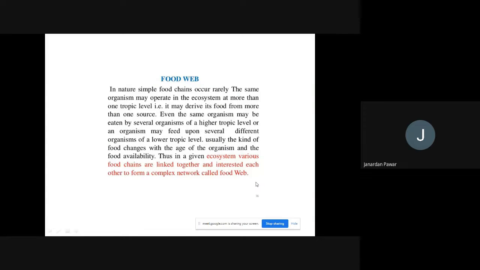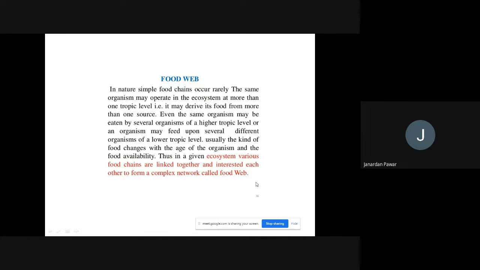Just listen. In nature, simple food chains occur rarely. Whatever they have said in the first line is very important. Look at what they have said: in nature, simple food chains occur rarely. So there is no simple food chain as such, and rarely it occurs. So every time there is no simple food chain. The food chain is very critical. It is very occasional, so it is not rare. It is not going to happen rarely.